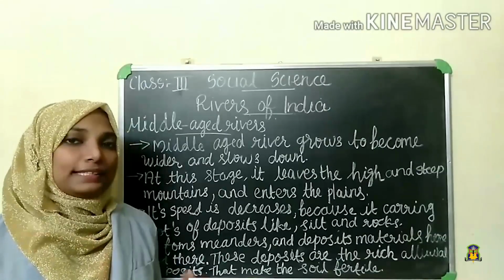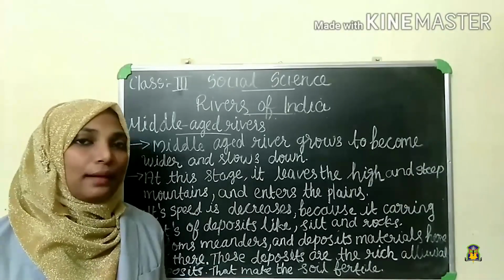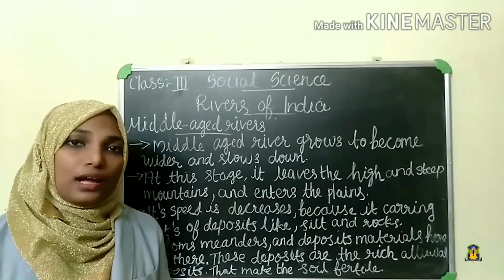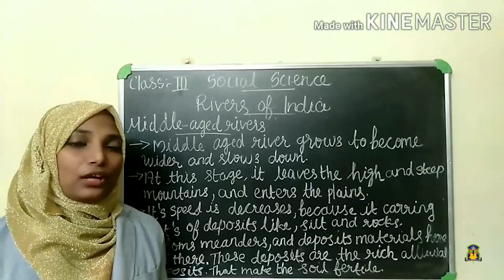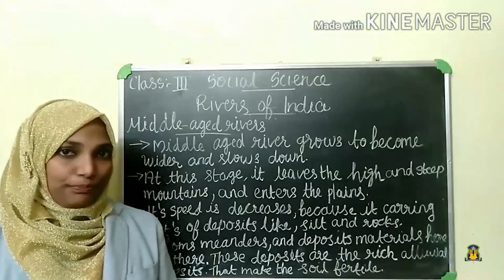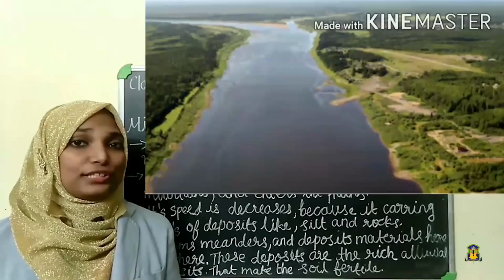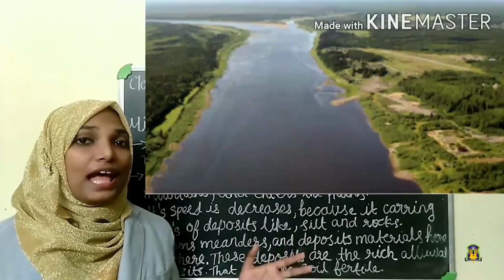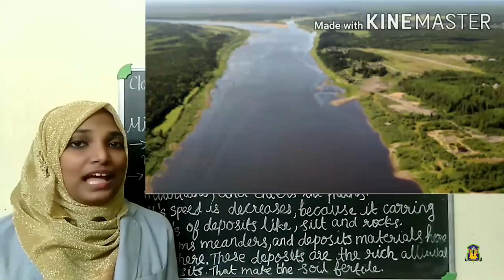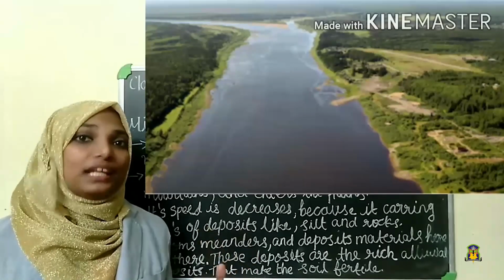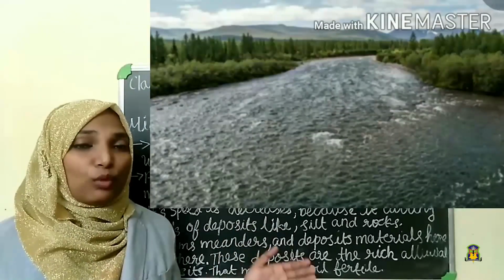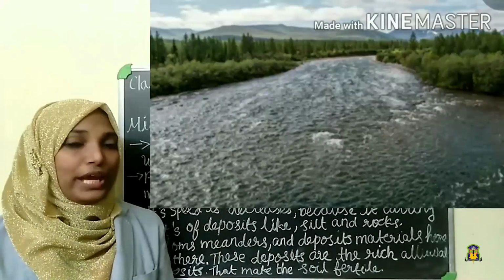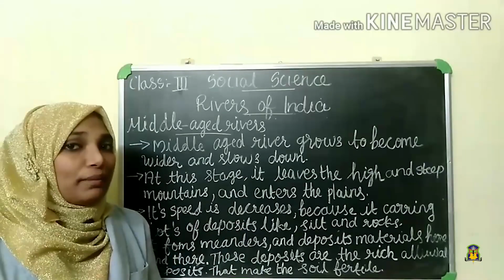Okay. The second stage of the river is the middle-aged river or middle course. So we can go through the middle-aged rivers. As the river reaches the middle stage of its journey, it becomes wider and slows down. Okay. And what is the other feature of the middle-aged river?